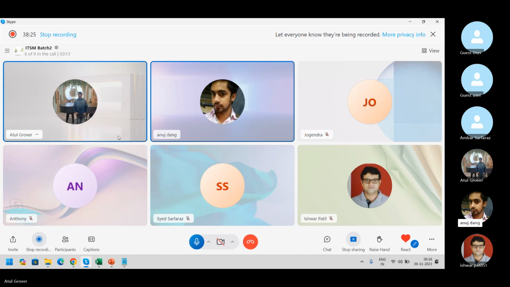Actually, I go with Anthony's comment. But according to me, like you are saying, enables co-creation. So that means to keep the stakeholders in the loop. No, Anuj, you are from a business background, right? Think from that part.